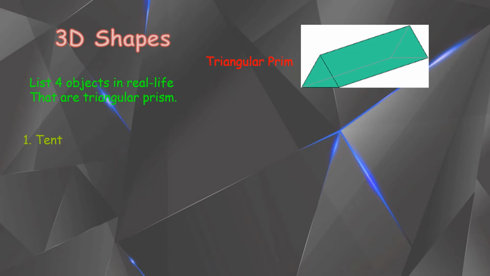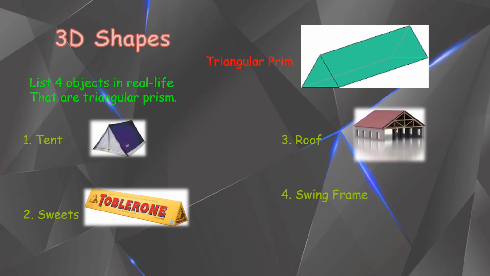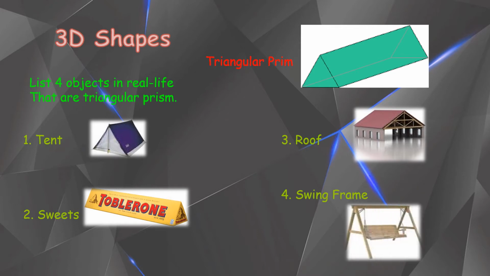Well, let's check the triangular prism examples in real life. Tent is an example. Seats that look like this are also an example. Roof is also an example. See this swing frame, also an example of the triangular prism in real life.